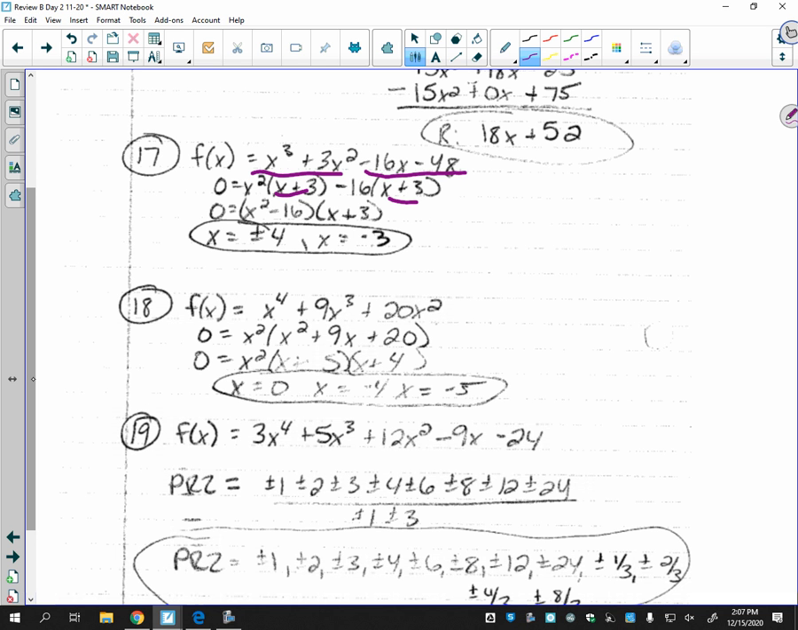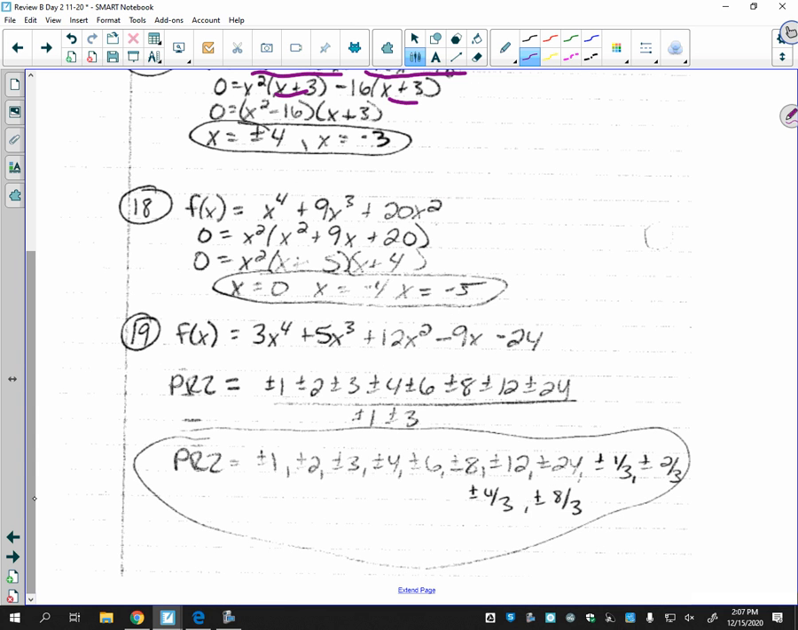Also, make sure you read the directions, because number 19 just says list the potential rational zeros, not find them. So your whole answer on 19 is just listing out the possible rational zeros. Remember, the rule for that is it's factors of the last number on top. Factors of 24, there's a lot: 1, 2, 3, 4, 6, 8, 12, 24. And on the denominator, it's factors of the leading coefficient.